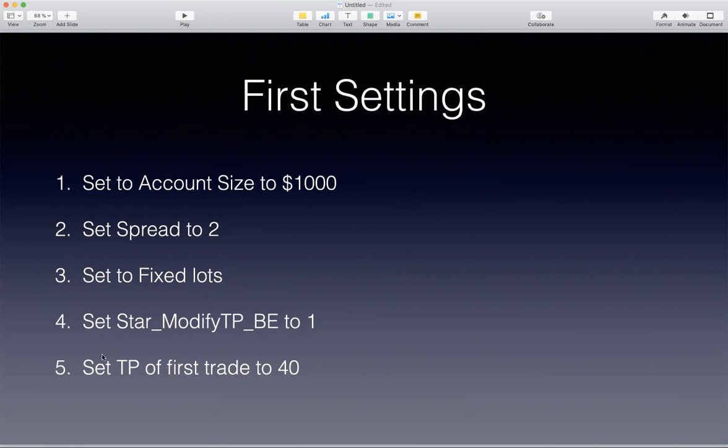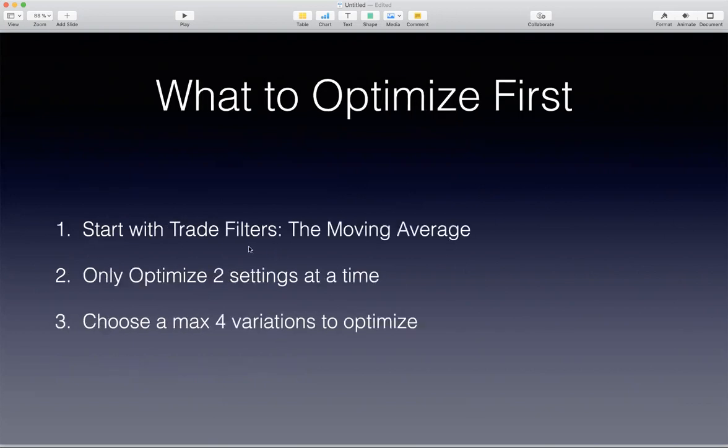Now on the target profit on the first trade, we want it to be 40 pips. We want to see that this is making money. Okay. All right. And we have to optimize first.